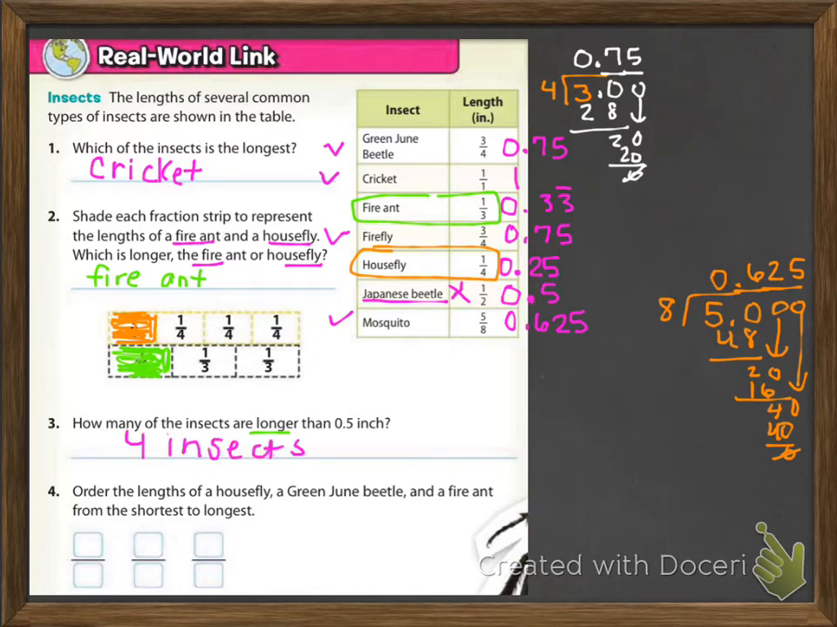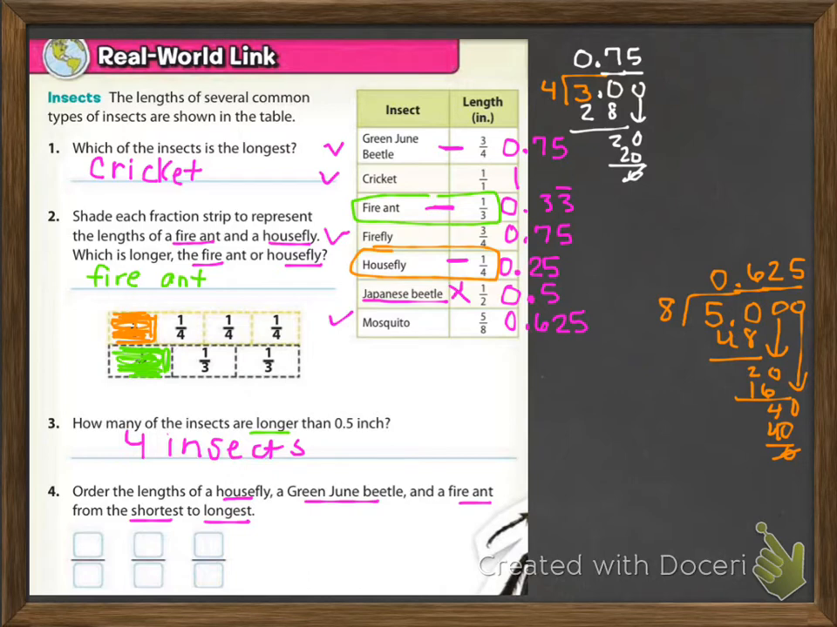And for the last piece, it says order the length of the housefly, a green June beetle, and a fire ant from shortest to longest. Okay, so now here's what we're going to do. We need to look at the decimals to figure out which one's shortest and which one's longest, but then when we put them in order, we're going to actually use the fraction that they gave us. So let's first find the 3 of them. We've got housefly, which is right here. We've got green June beetle, which is right here. And we've got fire ant, which is right here. So I've made a line next to them. So now I'm going to compare them.